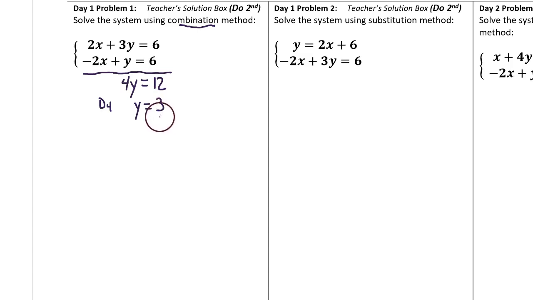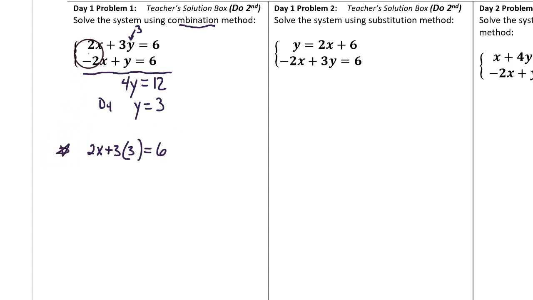We're halfway done. To find the answer for x, you take that value for y and substitute it. You can use the first equation or the second equation, whichever one you feel is the easier one to work with. I'm choosing to put the 3 for that letter y. So our first equation becomes 2x plus 3 times 3 is equal to 6.